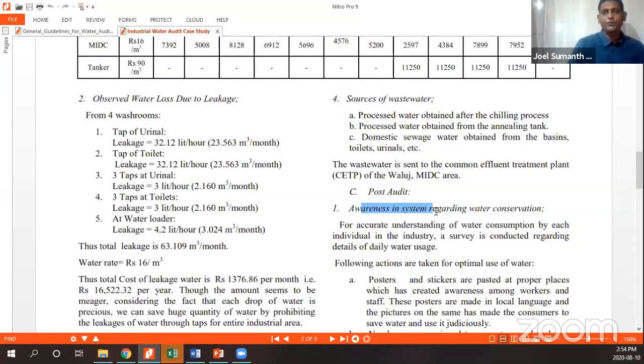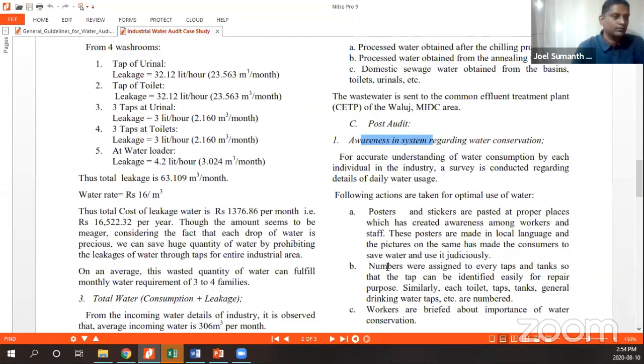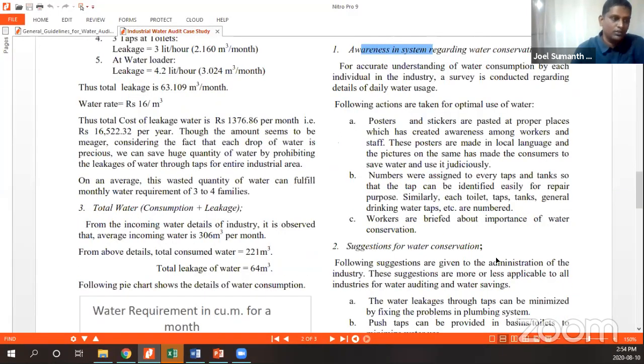So many times, if you have gone to washrooms in many public places, you must have seen a small sticker stuck that says please turn off the taps after use. Please make sure that all the taps are turned off when you are leaving the room. That is awareness. So how efficient is the awareness in the system? Through posters, stickers, then suggestion of water conservation.